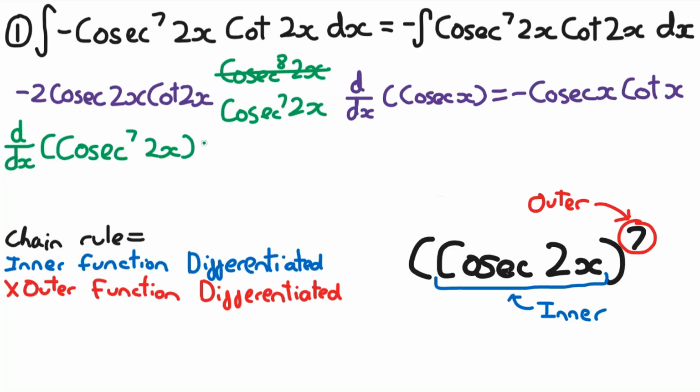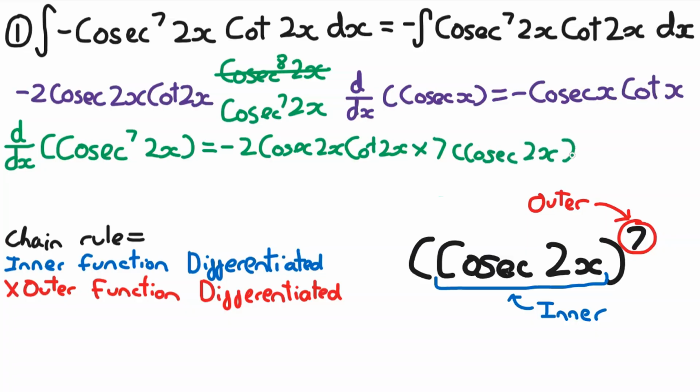So the chain rule is the inner function differentiated, which is cosec of 2x differentiated, which we've already shown is equal to minus 2 cosec of 2x cot of 2x, multiplied by the outer function differentiated, which is this power of 7. When you differentiate a power of 7, the 7 is going to come down. Remember, cosec of 2x remains constant, so it's still cosec of 2x, but now to the power of 6 instead.